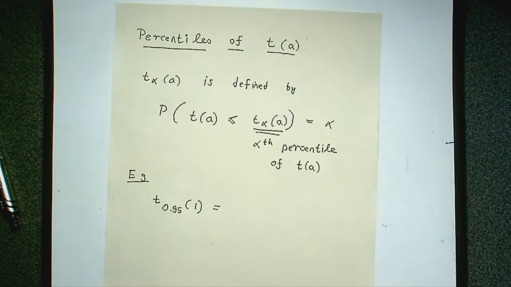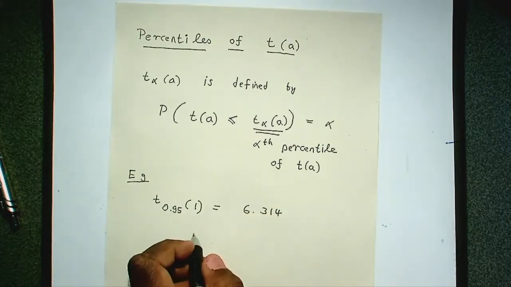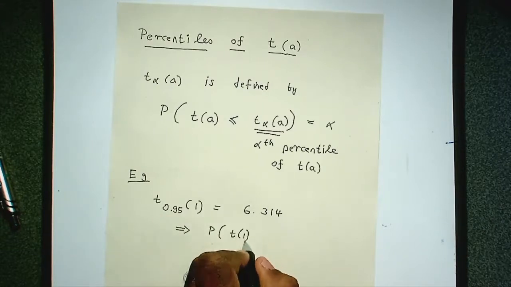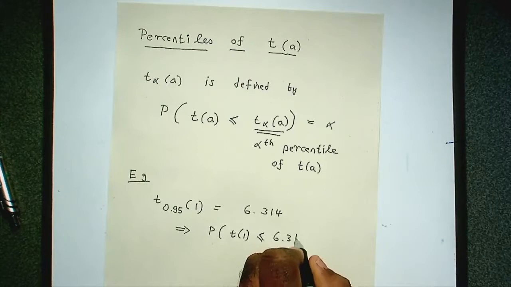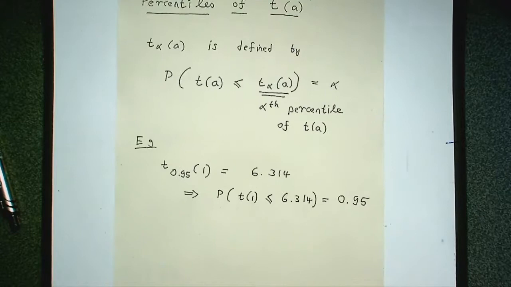Now, to read this, all you have to do is read along the first row, which is 0.95, and along the first column, 1. So the value will be 6.314. Right? So what this implies is that the probability that a t variable with 1 degree of freedom is less than or equal to 6.314 is equal to 0.95. You follow me? Yeah? It's easy to read. You just use that table which I gave you at the beginning.